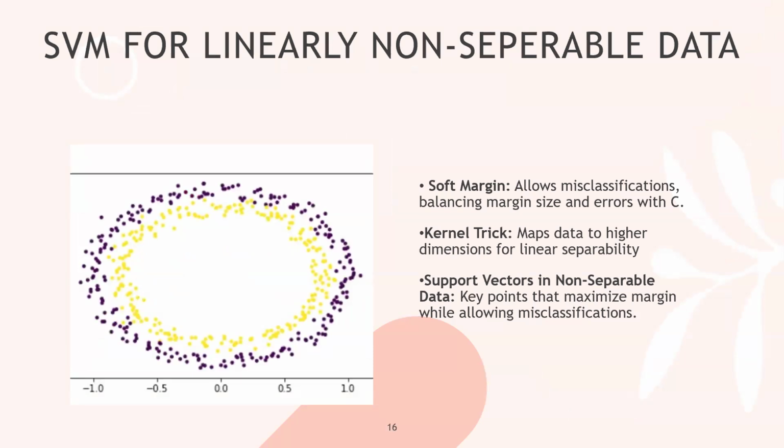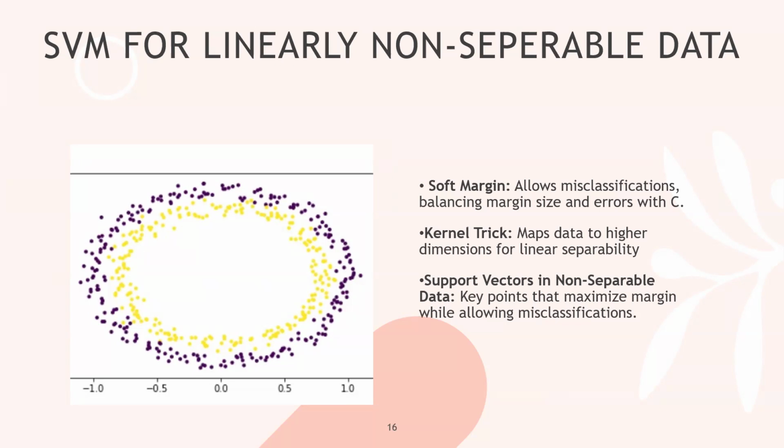So coming to the SVM for linearly non-separable data. Here you can see an example of linearly non-separable data. All the violet labels are in the center, and you can find another circle of yellow labels. So it is very difficult for us to draw a hyperplane in this case, and also we cannot maximize or minimize the hard margin in this case.